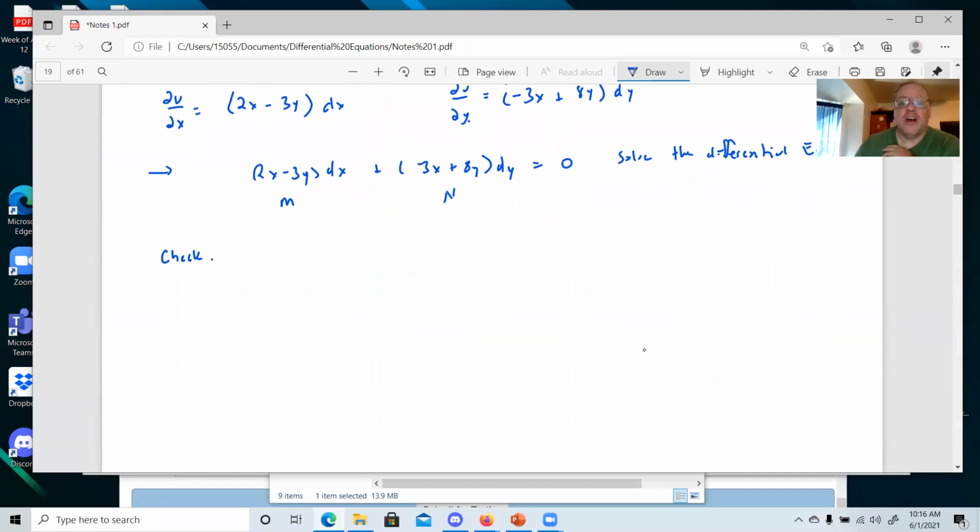Are these exact? Your book will lie to you. They will say solve this differential equation, or say that they're not exact. If they're not exact, great, you're done. But if they are exact, then you've got some work to do. So can we solve it? We're going to check.